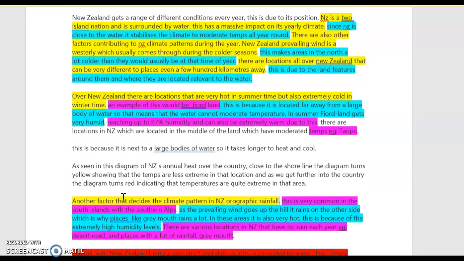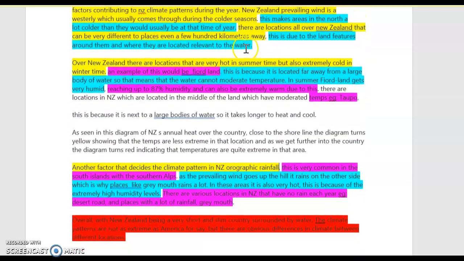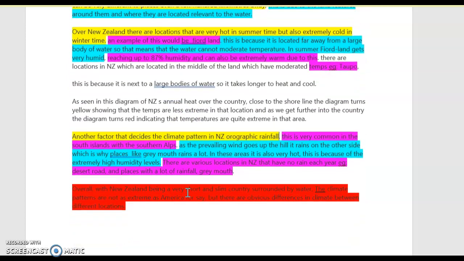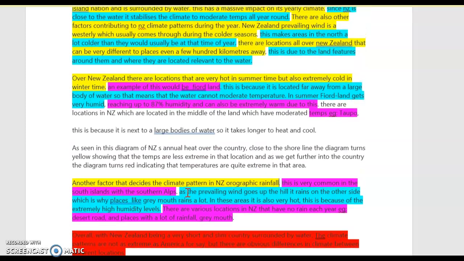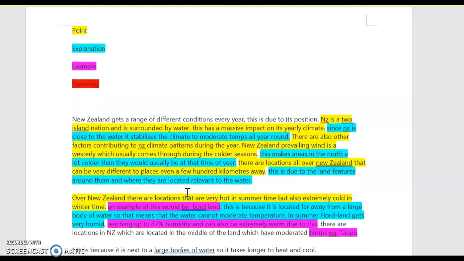You could have a summary right at the end of your 10 marker, or you could have a summary after every point, explanation, and example. It's up to you. Hopefully we get a bit of time when we get back to class to talk about this, but I just thought I'd show you a little bit of what I'm looking for.